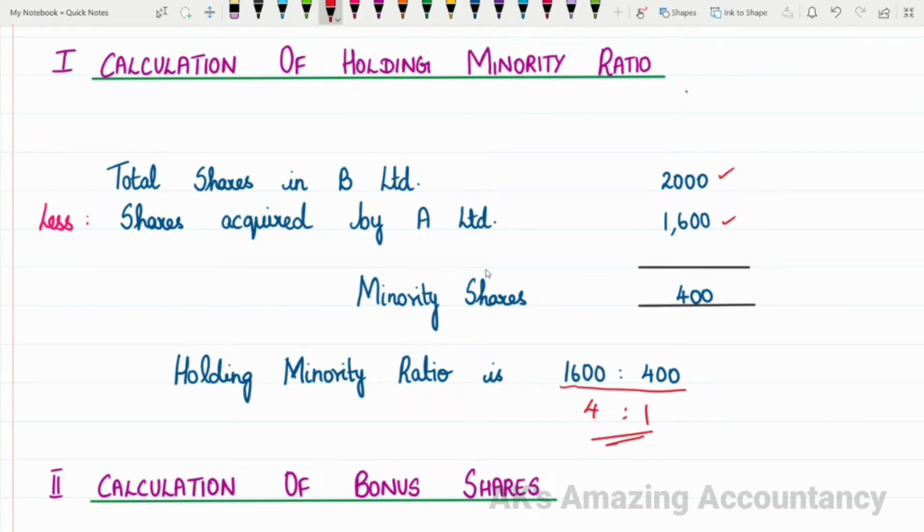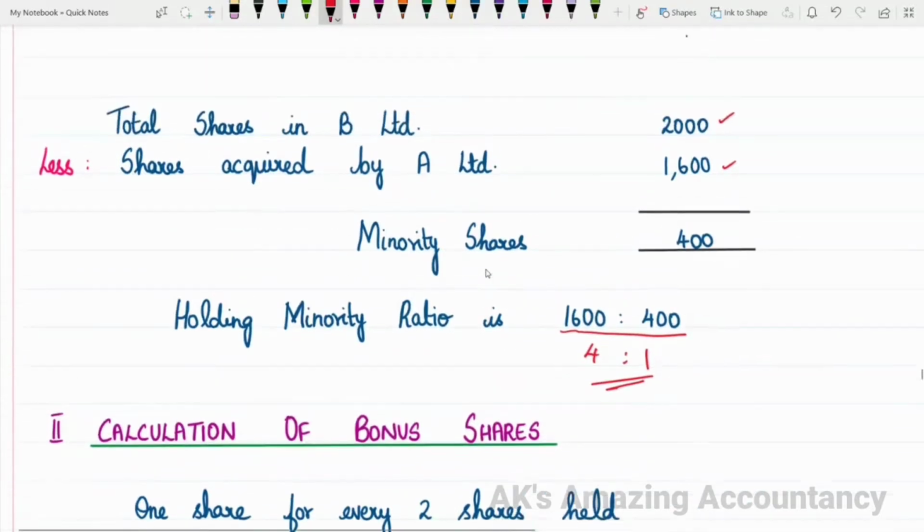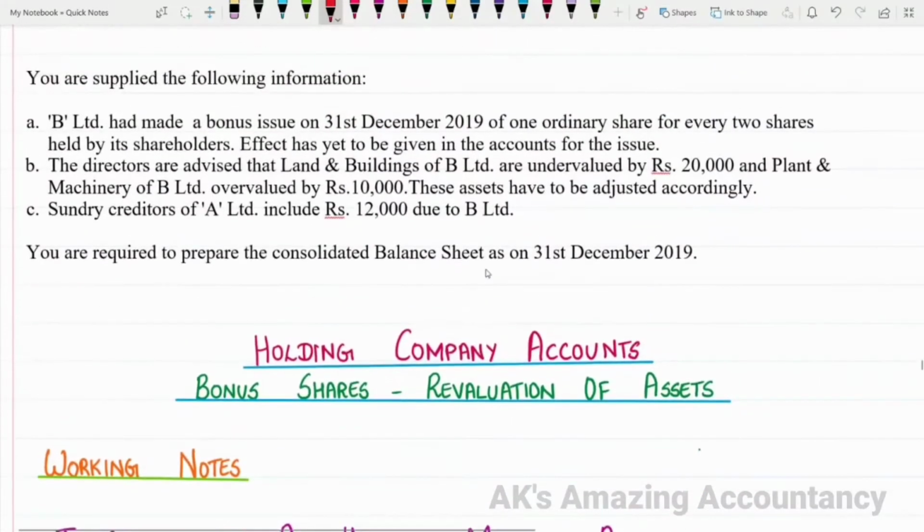Now let us proceed with the next calculation. The next calculation is about the bonus shares. In this problem, the most important information available to us is the information relating to the calculation of bonus shares. So let us have a look at the sentence relating to this. Have a look at point A given in the problem.